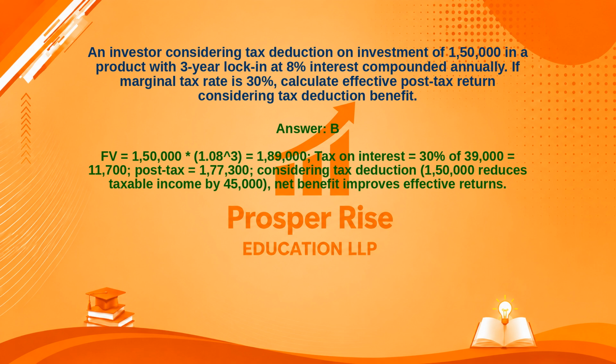FV equals 1,50,000 * 1.08^3 equals 1,89,000. Tax on interest equals 30% of 39,000 equals 11,700. Post-tax equals 1,77,300. Considering tax deduction, 1,50,000 reduces taxable income by 45,000. Net benefit improves effective returns.